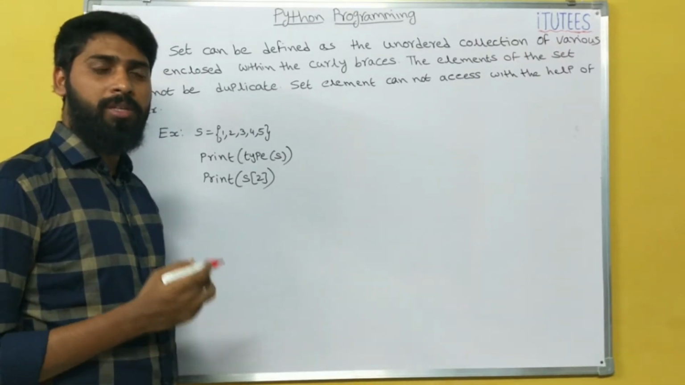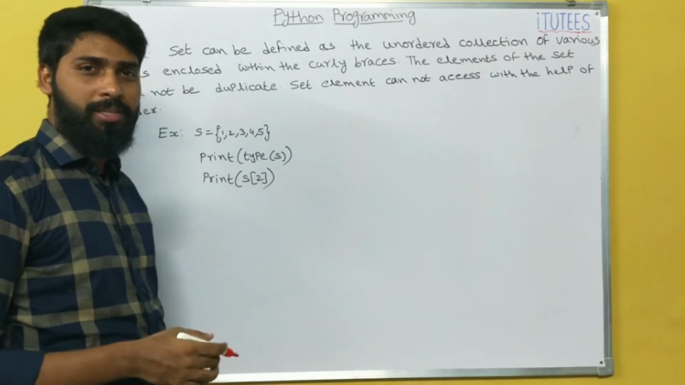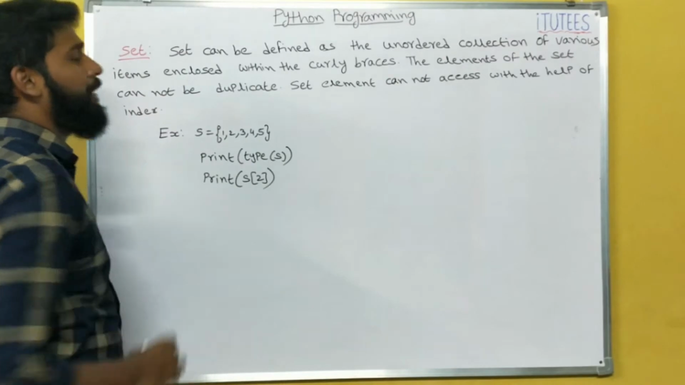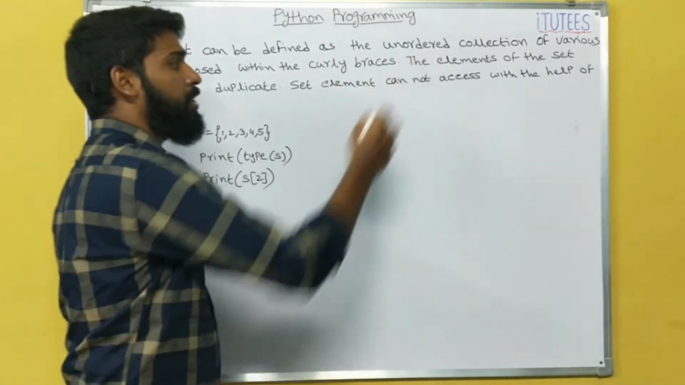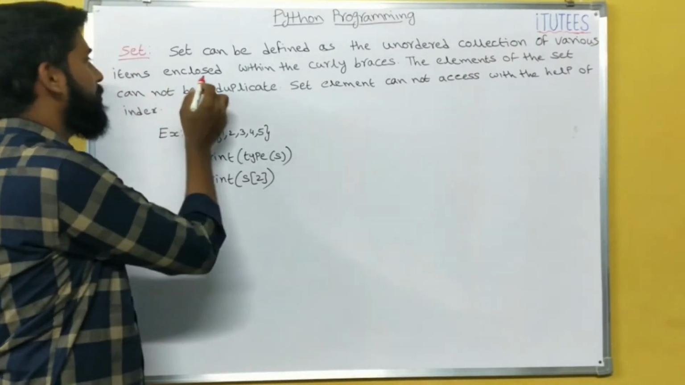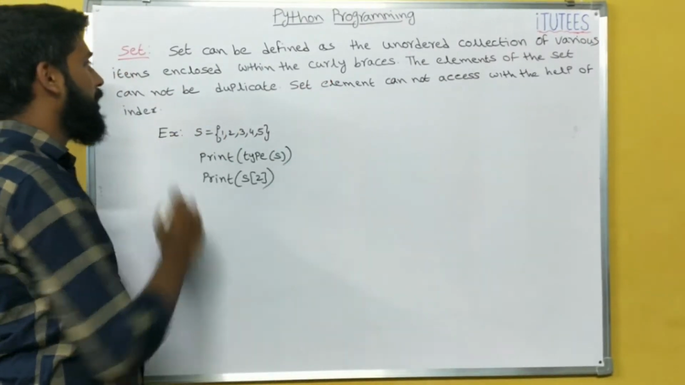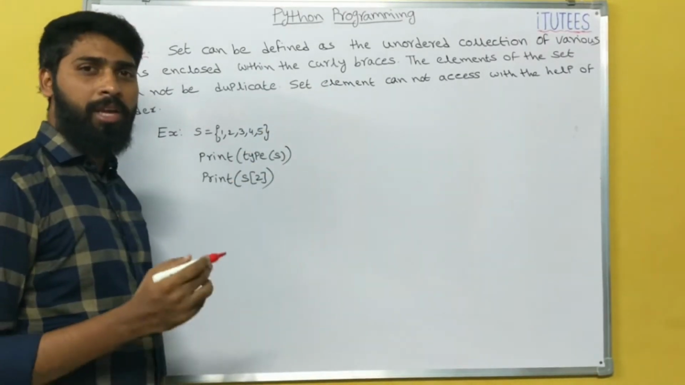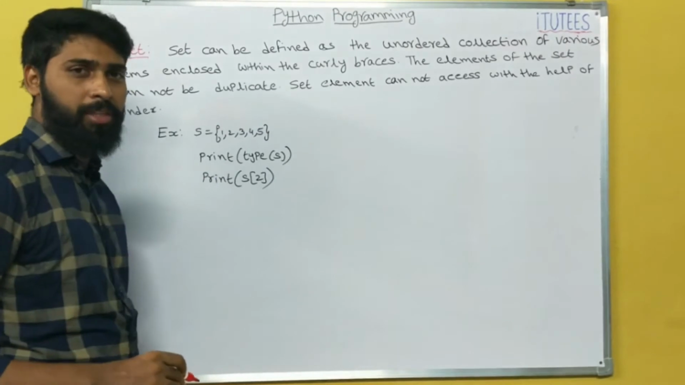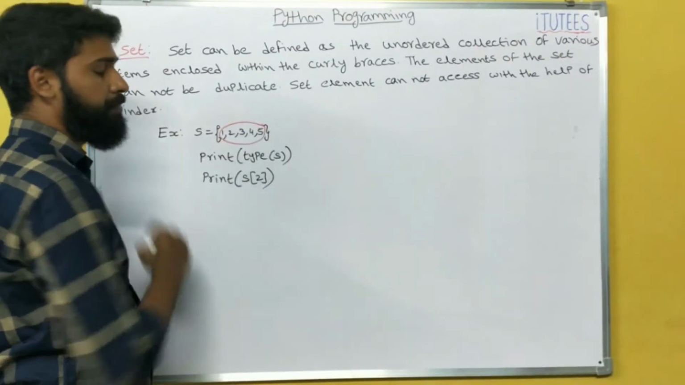In the previous class, we discussed the tuple data type. Now we are going to see the set data type. So what is a set data type? A set can be defined as an unordered collection of various items enclosed within curly braces. The elements of a set cannot be duplicate. Set elements cannot be accessed with the help of an index. So that means a set is a collection of unordered elements.